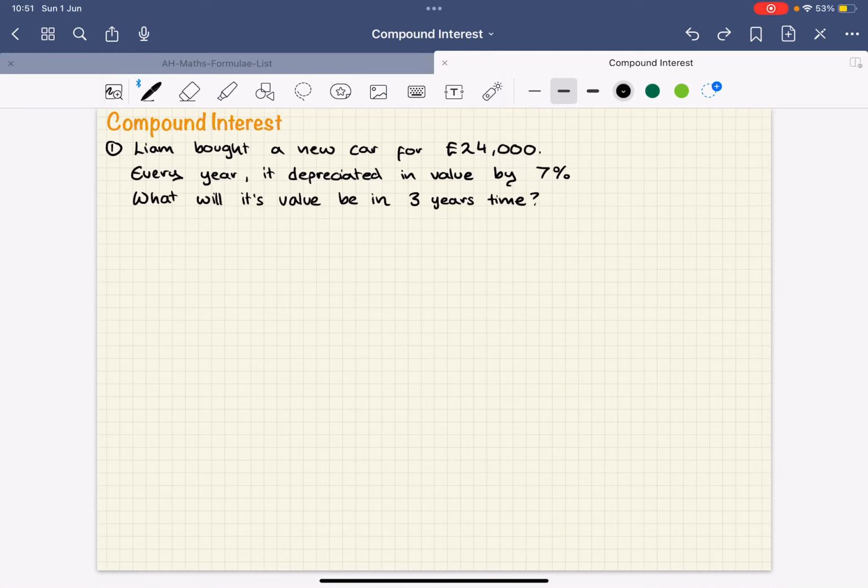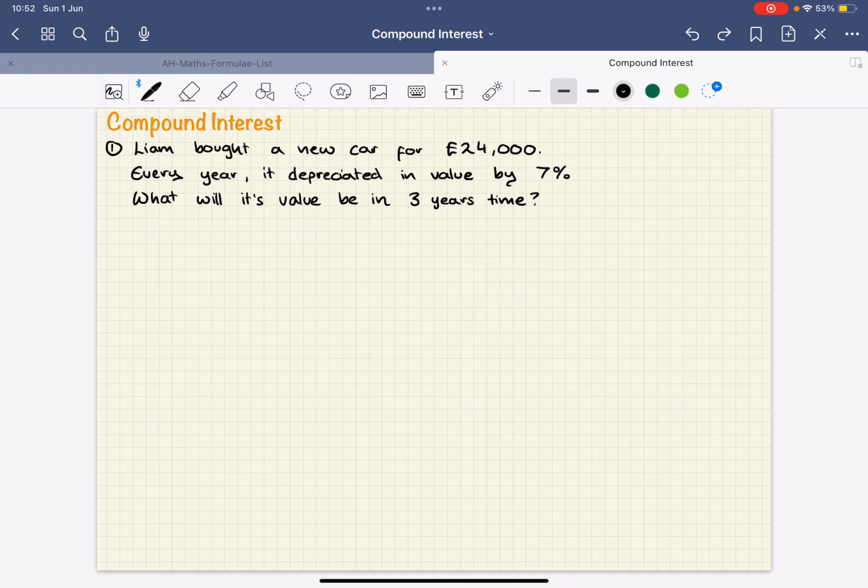This one's all about compound interest. Compound interest is the idea of a repeated percentage change. So it's going to be constantly taking its new value and applying that percentage change to each new value after each year, month, day, however long a period of time is.